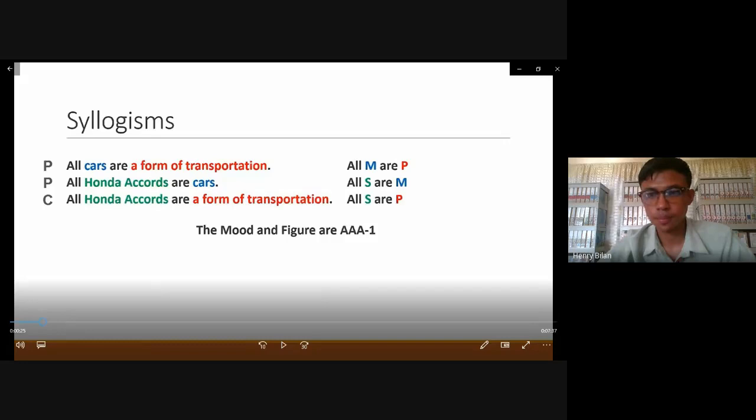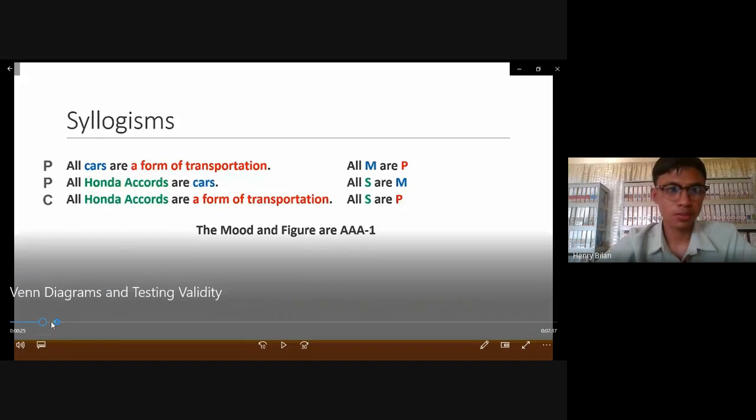So, Venn diagrams. This is testing validity. So, by diagramming, we'll be able to determine whether a syllogism is valid or invalid. Yun lang ang gamit nito. Kapag ginamit natin yung Venn diagram na yan, na may tatlong circles, malalaman natin kung yung isang syllogism ay valid or invalid.